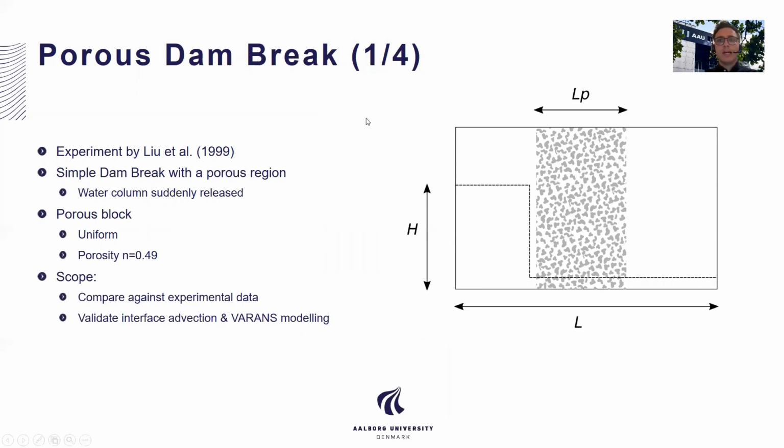In the second benchmark case, we tried to reproduce the experiment of porous dam break that was conducted by Liu et al. back in 1999. Here you see a simple dam break case with the only difference that now there's also a porous block present in the middle of the domain. There's a water column on the left side that is suddenly released. The porous block is uniform and has a porosity of 0.49. The scope of this benchmark is to compare against the experimental data and thus validate porousInterIsoFoam as a whole, meaning that the interface advection and the flow modeling are going to be evaluated all together.